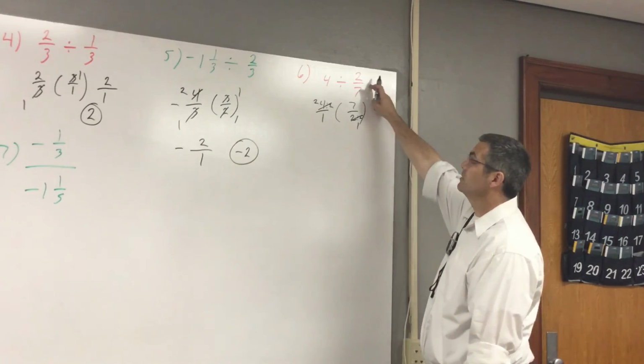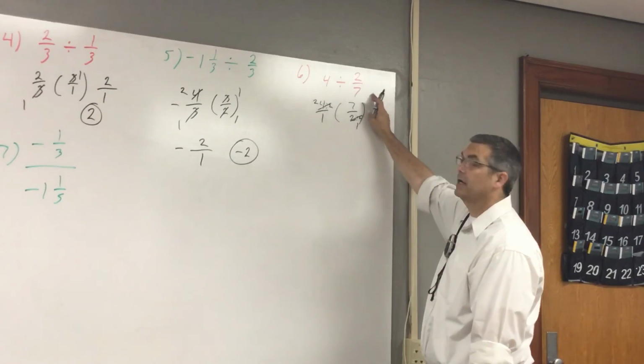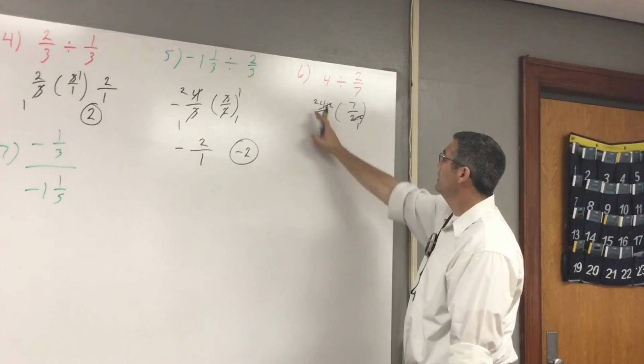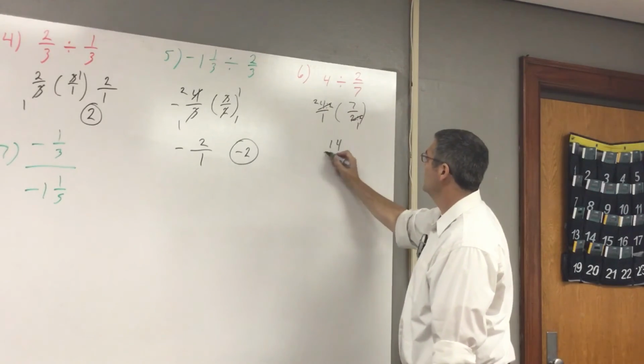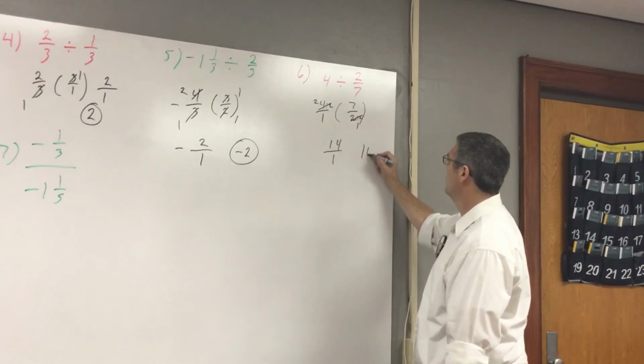Notice I'm not marking on this original problem here. I rewrote it so that it was easier, and I can look back at the original problem if I had to. Okay. So now I'm going to multiply straight across. 2 times 7 is 14. 1 times 1 is 1. My answer is 14.